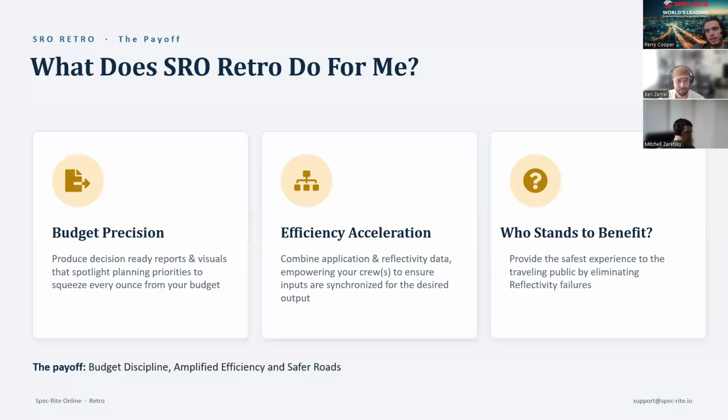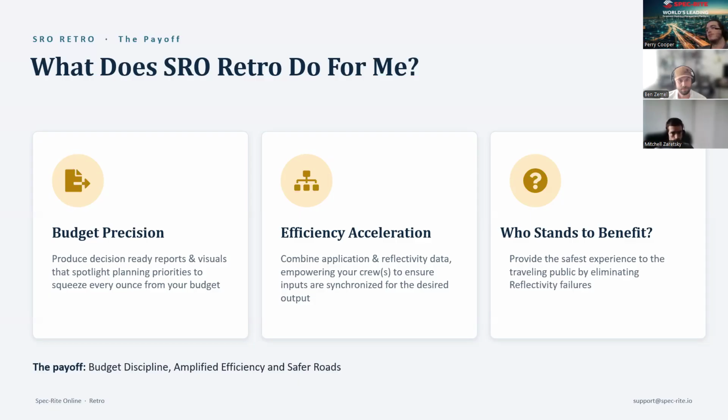Yeah, thanks, Ben. Like Ben laid out for the agenda, we're going to cover three specific topics on the reflectivity side, and then we'll dive into the SRO API. On the reflectivity side, the three main areas of focus today are budget precision, efficiency, acceleration, and really talking about who stands to benefit. From a budgeting standpoint, we'll cover how you can generate report and map visuals to help you spotlight planning priorities and make sure you're getting the most out of your budget each year.